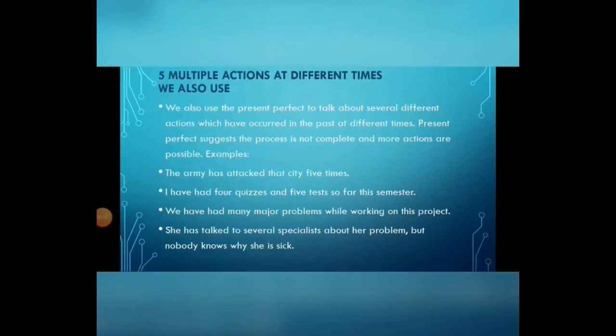Fifth point is multiple actions at different times. We also use the present perfect to talk about several different actions which have occurred in the past at different times. Present perfect suggests the process is not complete and more actions are possible. For example, the army has attacked that city 5 times. I have had 4 quizzes and 5 tests so far this semester. We have had many major problems while working on this project. She has talked to several specialists about her problem, but nobody knows why she is sick.